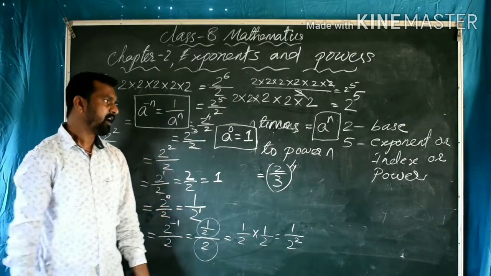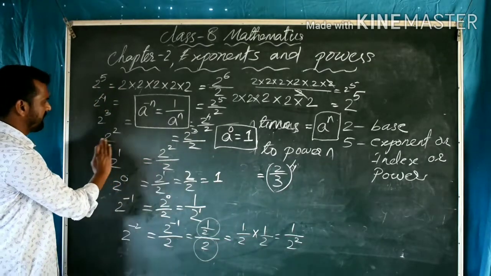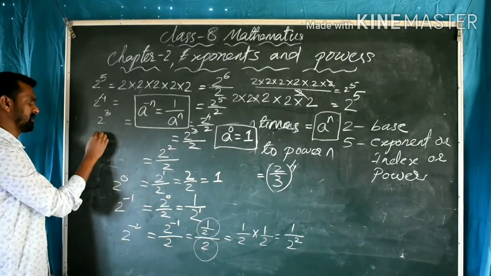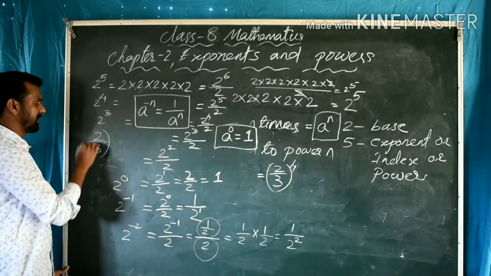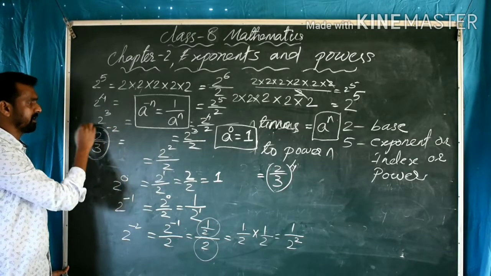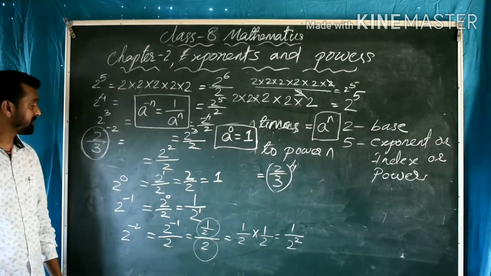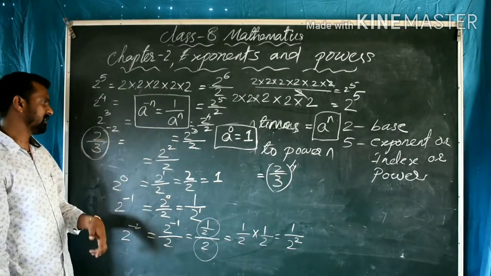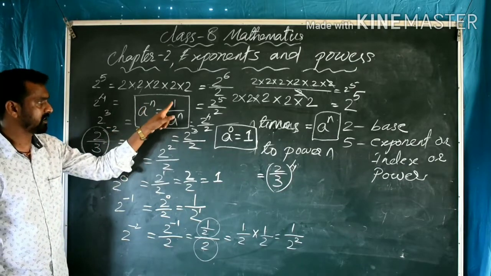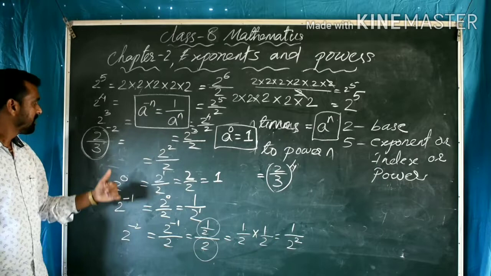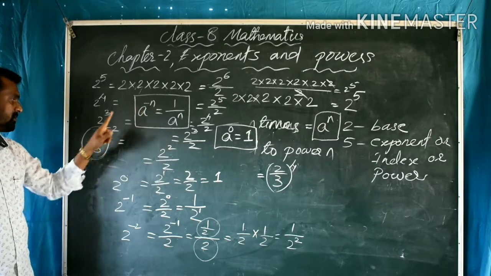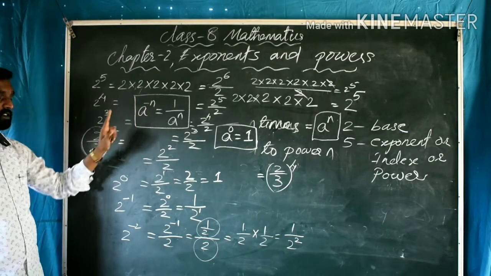And if the base is a rational number and the exponent is a negative integer, just an example, 2 by 3 raised to minus 2. Here the base is a rational number and the exponent is a negative integer. So how will its answer come? We have studied the formula a raised to minus n is equal to 1 by a raised to n. So 2 by 3 raised to minus 2 is also in the form a raised to minus n. In place of a it is here 2 by 3, and in place of minus n it is here minus 2.